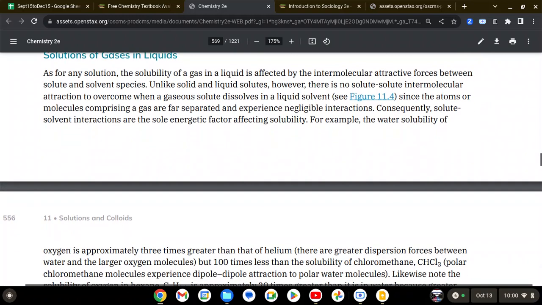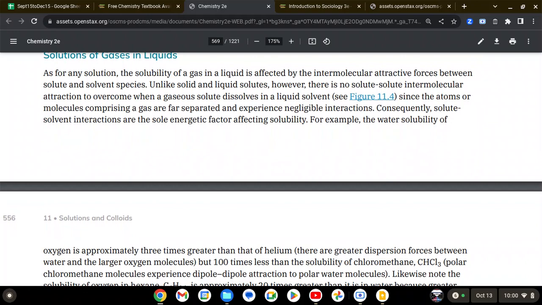Solutions of gases and liquids. As for any solution, the solubility of a gas in a liquid is affected by the intermolecular attractive forces between solute and solvent species. Unlike solid and liquid solutes, however, there is no solute-solute intermolecular attraction to overcome when a gaseous solute dissolves in a liquid solvent. Since the atoms or molecules comprising a gas are far separated and experience negligible interactions, consequently, solute-solvent interactions are the sole energetic factor affecting solubility.